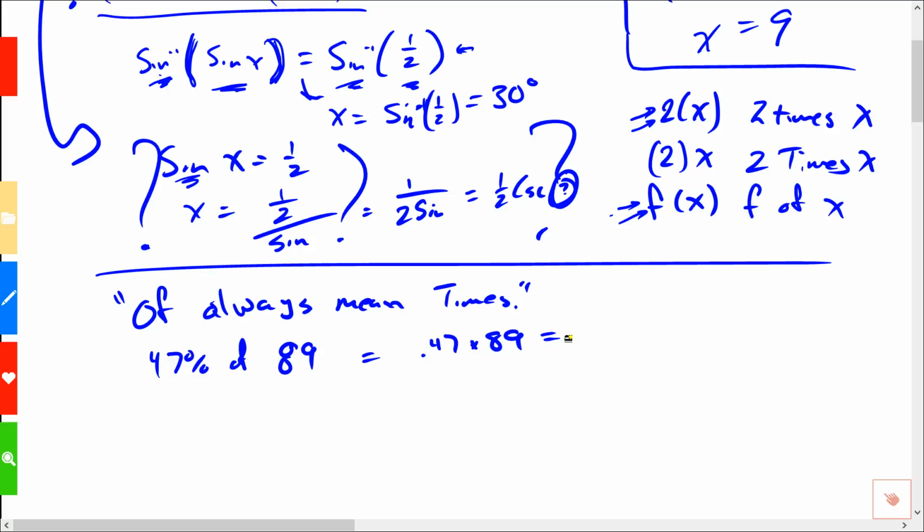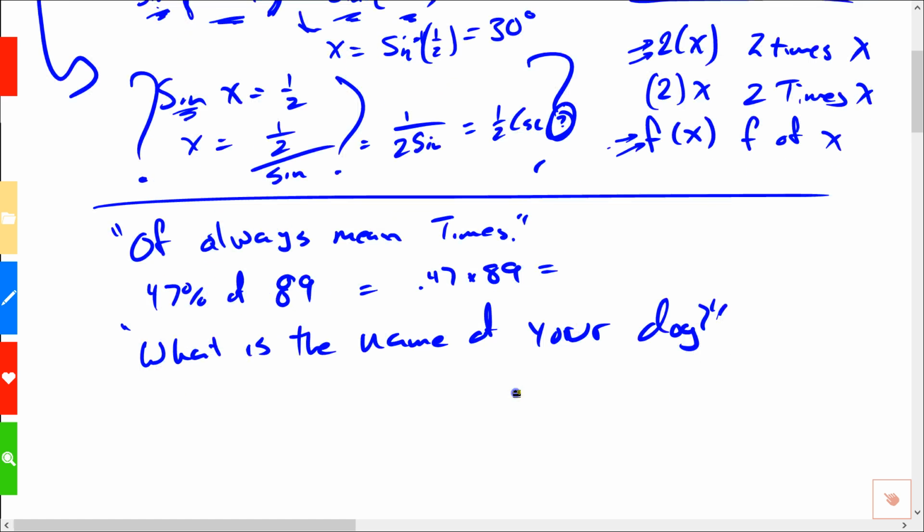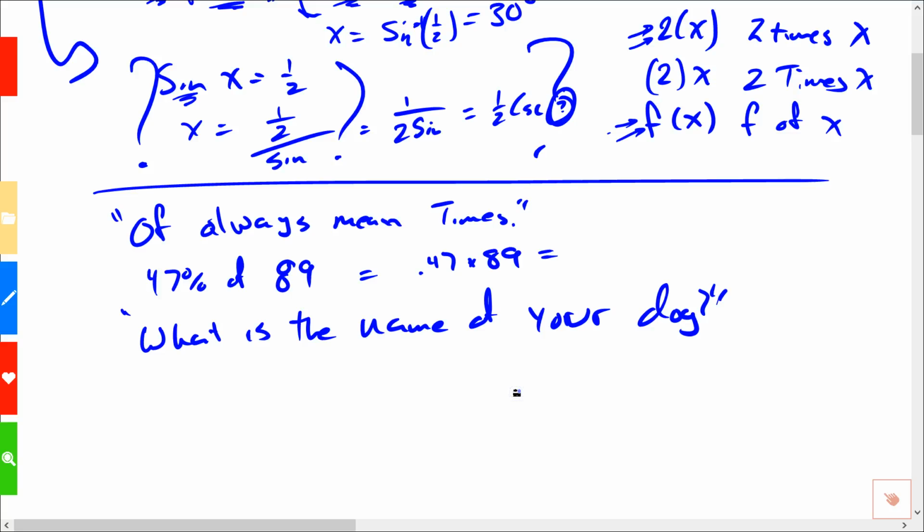But I just, at the time, I wanted to say something like, what's the name of your dog? That was what I wanted, you know. I wasn't quick enough. I was only in the 5th grade or something like that. But what is the name of your dog? There's an "of" in that sentence. It does not at all mean times. But it does mean function notation.